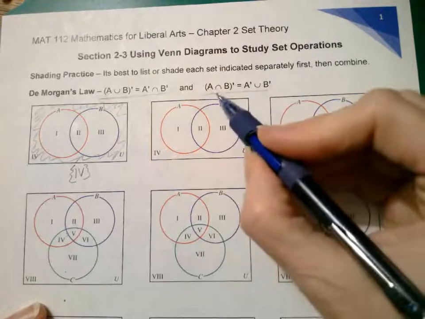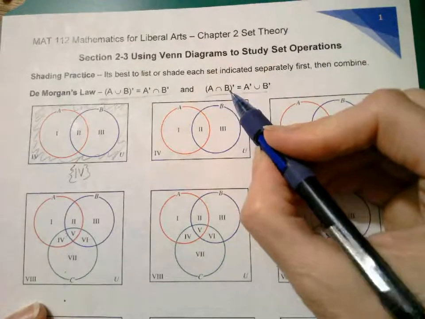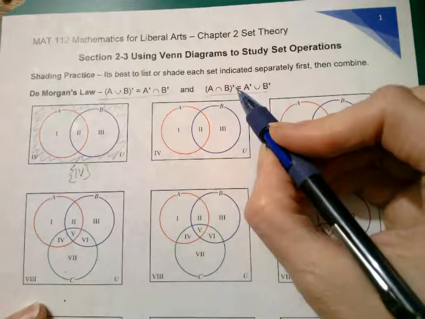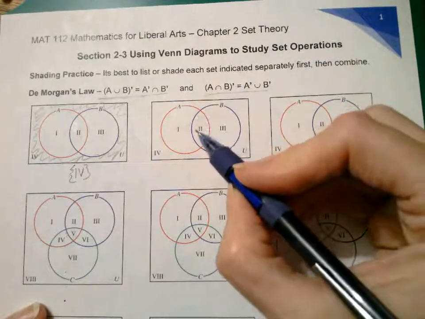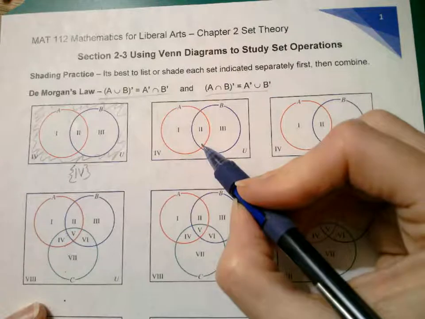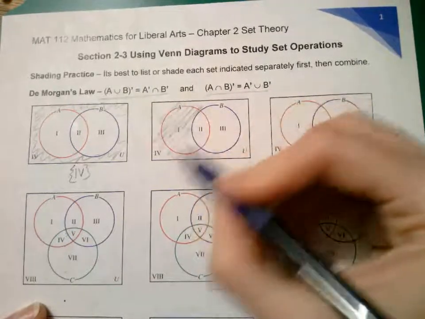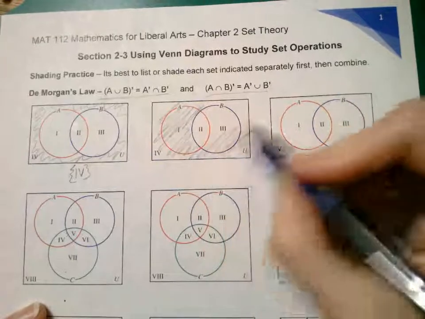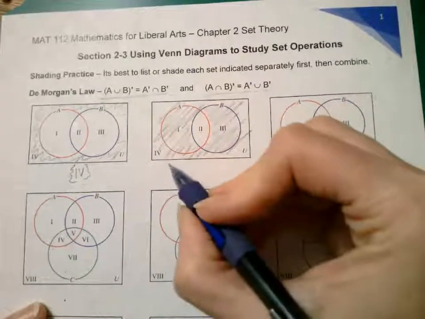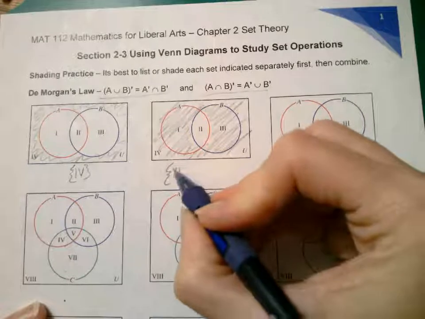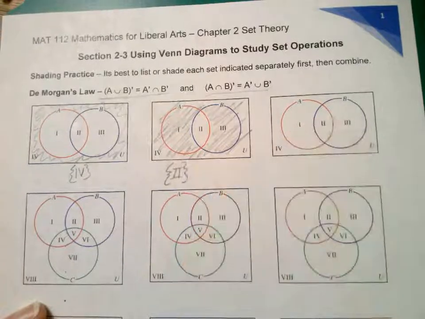Okay. This one is the intersection of A and B, not. So not the intersection of it. So where's the intersection of A and B? That's the intersection of A and B. So not that would be everything else. So all they're looking for is a 2 there.